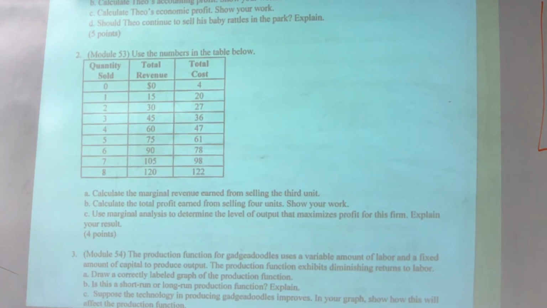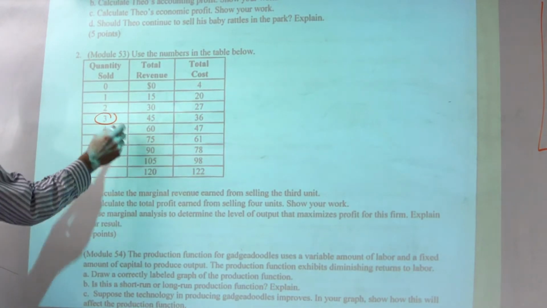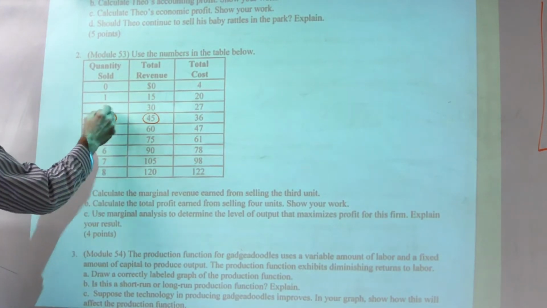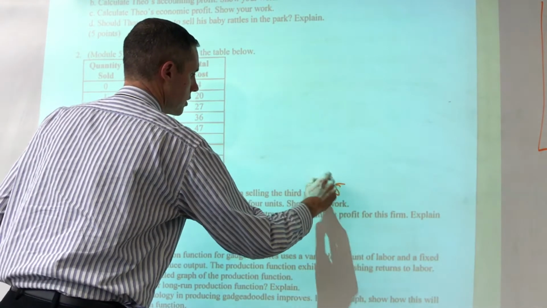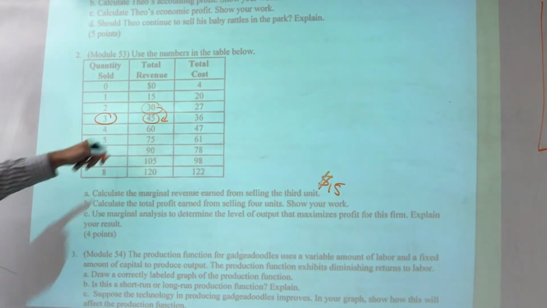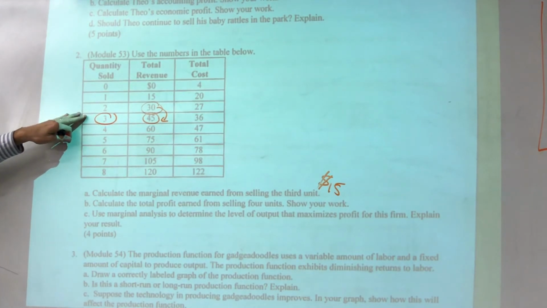All right, question 2 here, you got this table: total revenue, total cost, quantity sold. First it says calculate the marginal revenue earned from selling the third unit. Third unit is here, total revenue 45. Total revenue of the second unit was 30, so 30 goes to 45, that means $15 is your marginal revenue. It's the extra you get from 1 more unit sold.